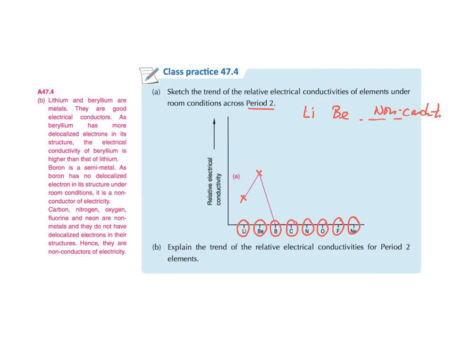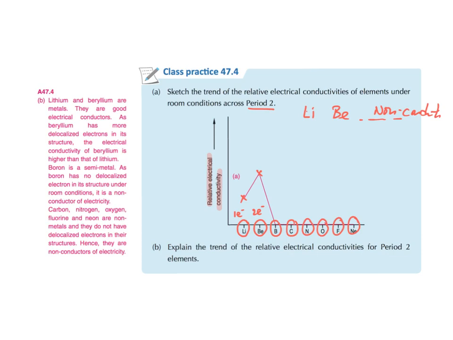Lithium and beryllium contain electrons, lithium contains 1 electron in the outermost shell only. So therefore, you see a rise right there. And then going down to 0. Remember, it must be aligned with the x-axis. It must be 0. And the y-axis would be relative electrical conductivity.